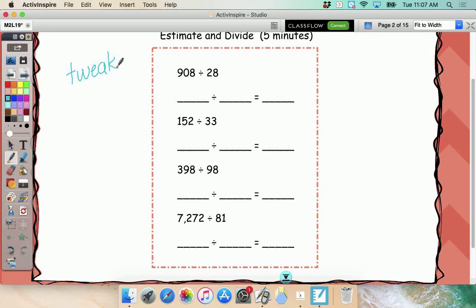Okay? So we're going to estimate and divide, and that's different than estimate and multiply. It's different than estimate and subtract or add also. Because I can only round one of these numbers. I can only round my divisor. So round your divisor. Go ahead, do that now.